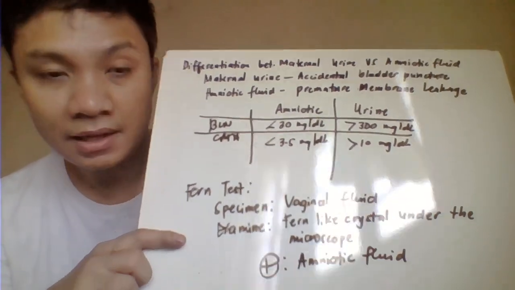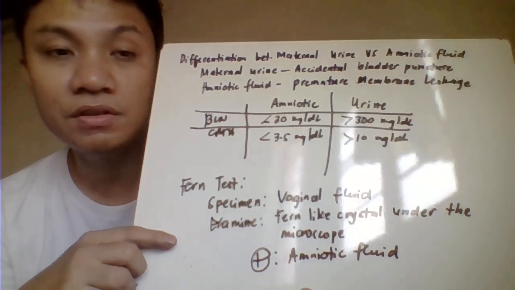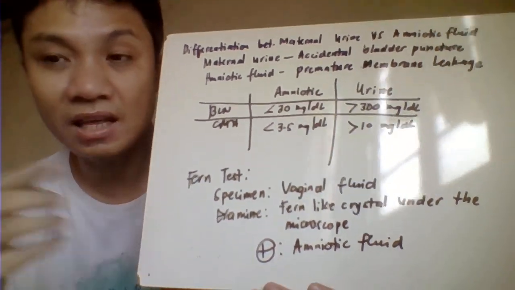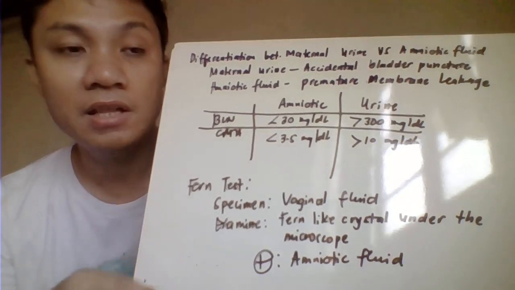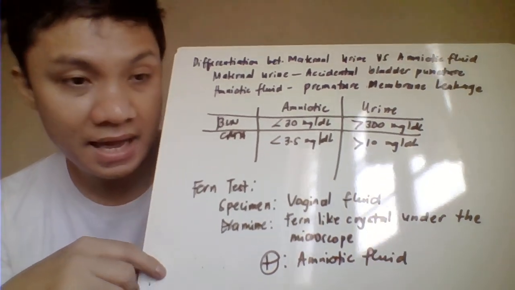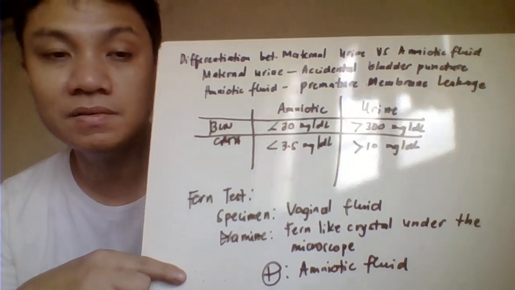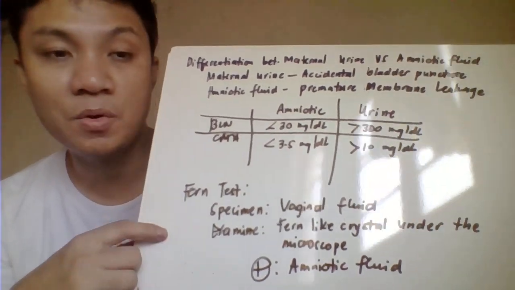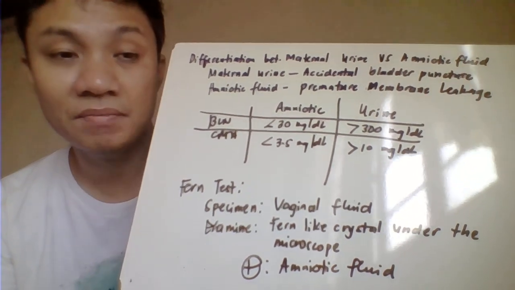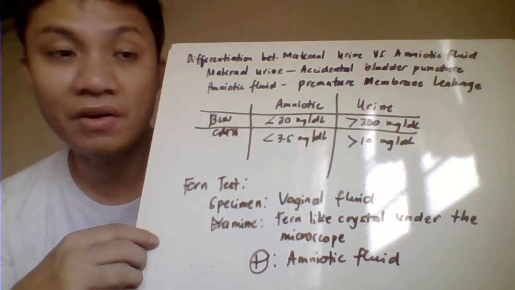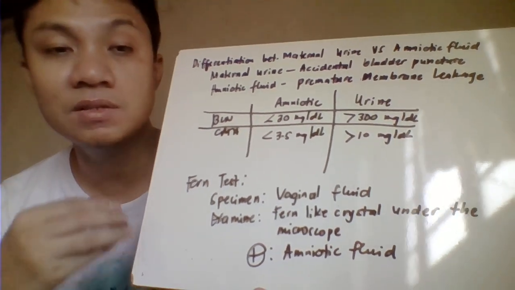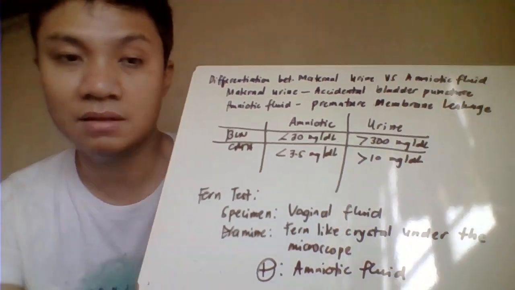Another test for differentiation, for you to differentiate that one, we have your Fern test. Okay, so you just get that fluid and then try to make a smear, air dry, and then try to examine under the microscope. If you happen to see a Fern-like crystal under the microscope after drying it up, then that's positive for amniotic fluid. Pero pag wala ka makitang Fern-like crystal, so mean to say your specimen is a maternal urine.